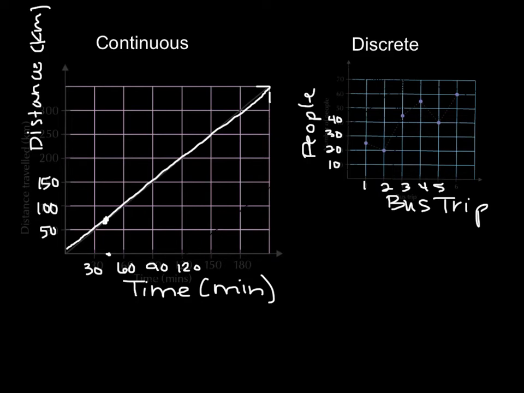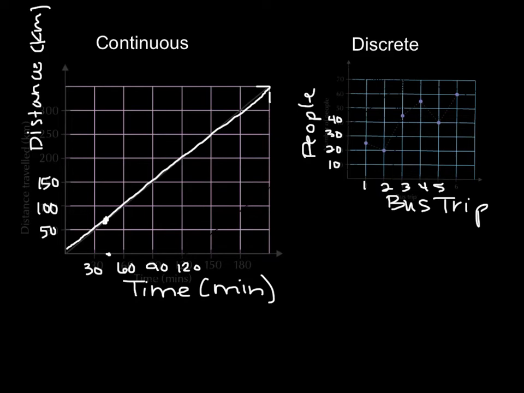It's continuous. You could figure out 46 minutes. You could figure out 47 minutes. Those are all possible values that you might drive. In a discrete graph, it's not necessarily continuous. You can't have a part of something.